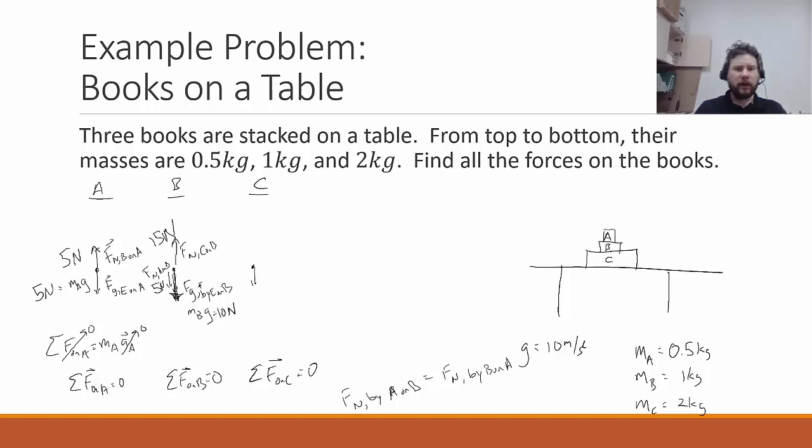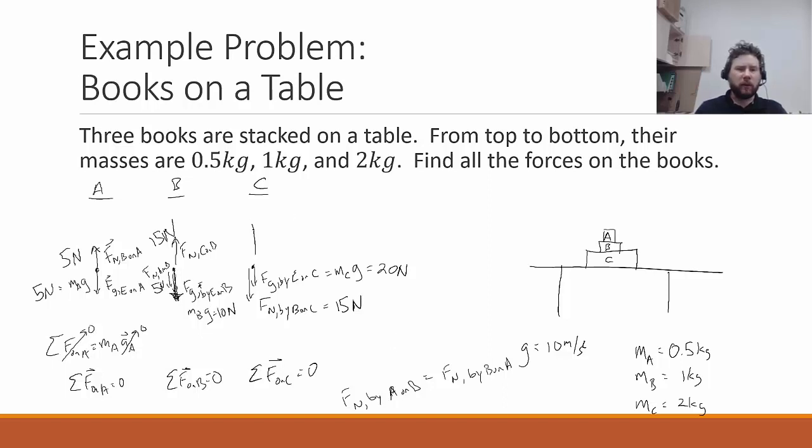Now I'm going to go through C, and I'll find there are again 2 forces downwards. The gravitational force by the Earth on C, which is m_C times g, the mass of C. That's 2 kilograms times 10 meters per second squared. So that's 20 newtons downward. I have the normal force. B is pushing down on it, so by B on C. Again, that's the same size as by C on B, so that's also 15 newtons.